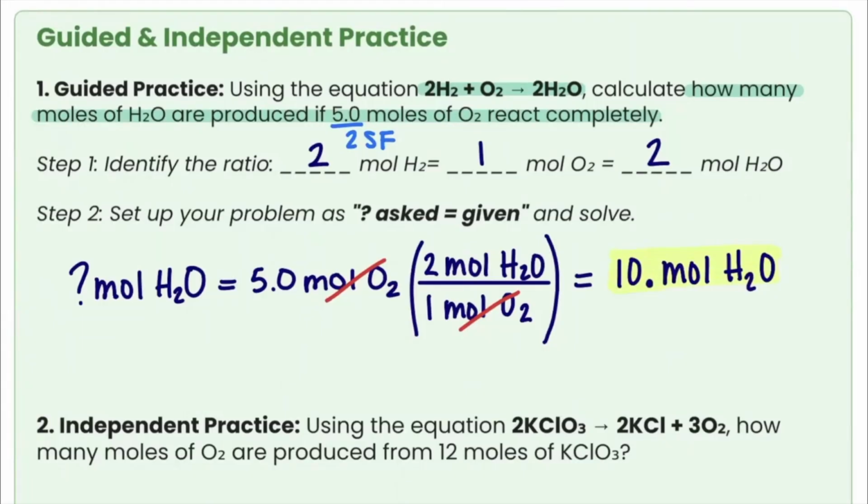Okay, I encourage you to go ahead and pause the video and try this next problem on your own. And when you're ready, go ahead and press play and we'll do it together.